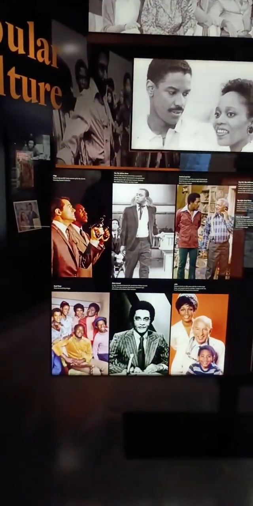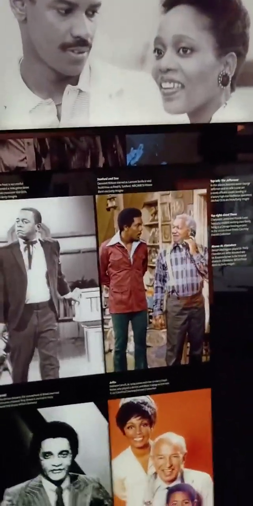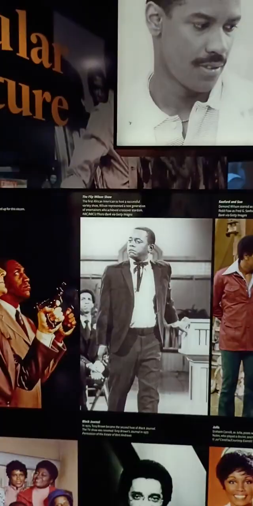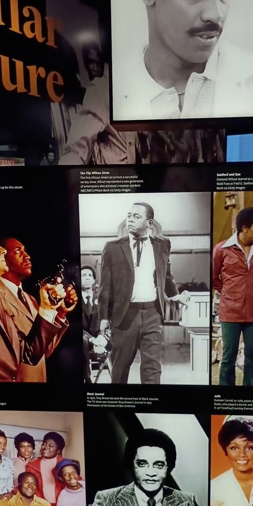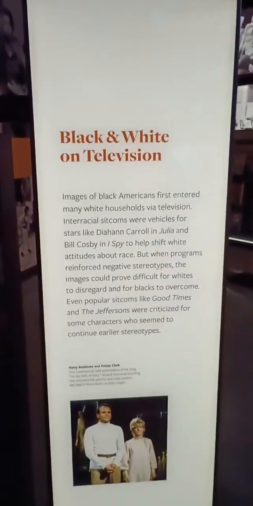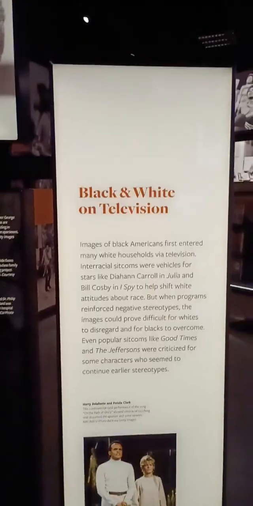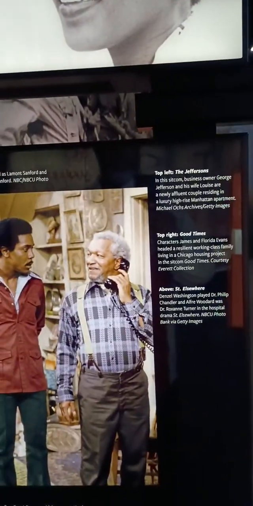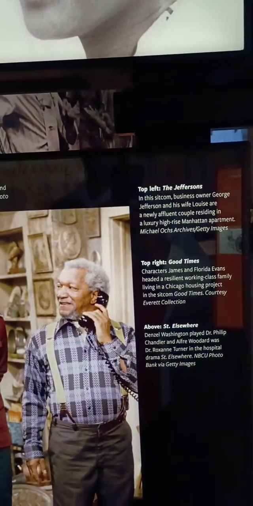I Spy with Bill Cosby. I remember that show. Sanford and Son. The Flip Wilson Show. Somebody, a Black person, had a TV show. Who was the first one? Nat King Cole. He was the first Black person to have their own TV show. What's the name of that thing with... okay, that's Thing Elsewhere, when he played a doctor, Alfre Woodard. I didn't know she was in there. I don't think I watched that show.